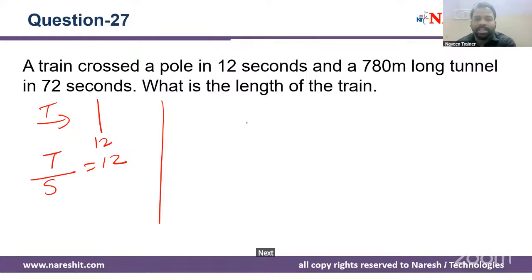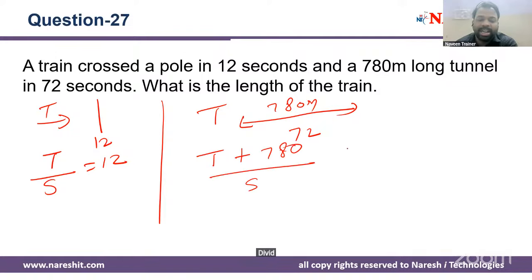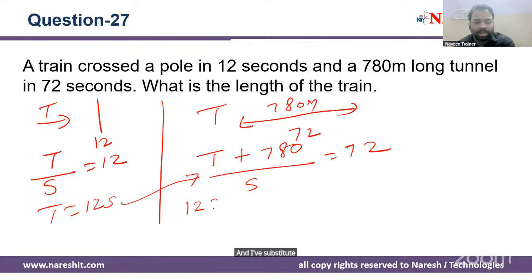Next one, the same train crossing a tunnel, which is 780 meters, in 72 seconds. Now the same train: length of the train plus length of the tunnel divided by train speed, not given, equal to 72 seconds. What I can do here, I can substitute the values. I can write t equal to 12s and substitute here. So 12s plus 780 equal to 72s.